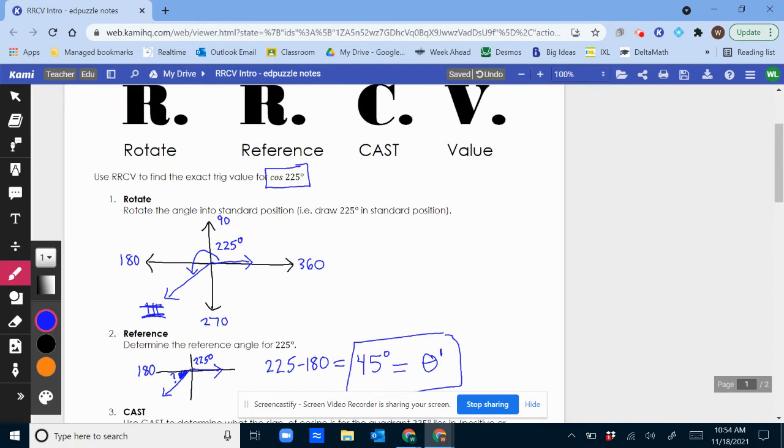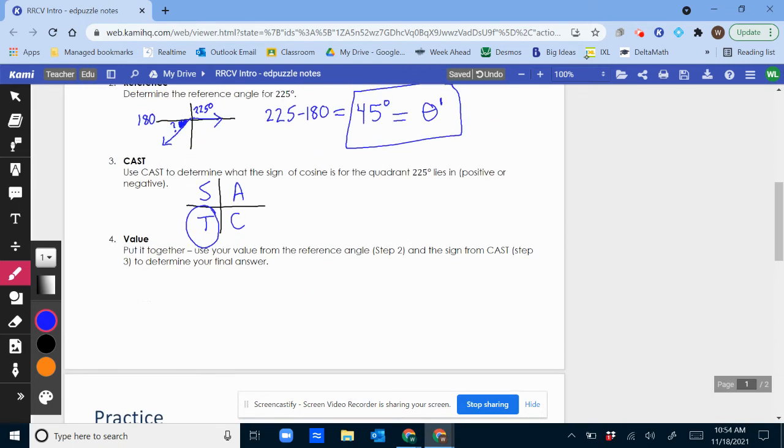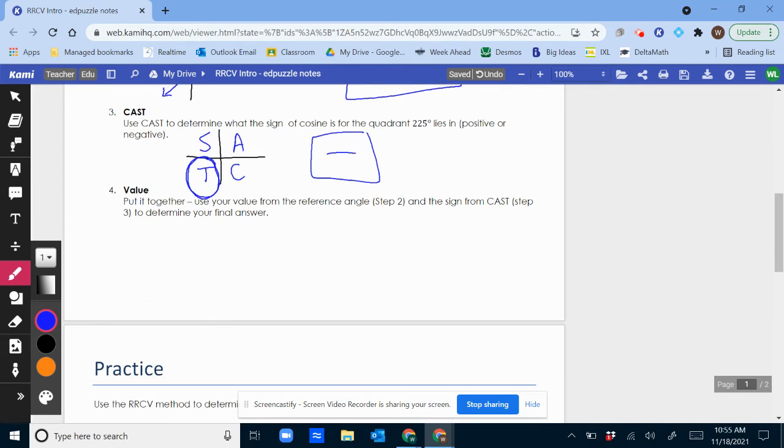Remember that this problem asked about cosine of 225. So in quadrant 3, tan is positive, sine and cosine are not. So cosine is negative in quadrant 3, and our final answer is going to be negative. Basically, all you're doing in step 3 is deciding negative or positive. In this case, negative, since only tangent is positive in quadrant 3. Lastly, the V is the value, the actual value of the cosine of that angle.